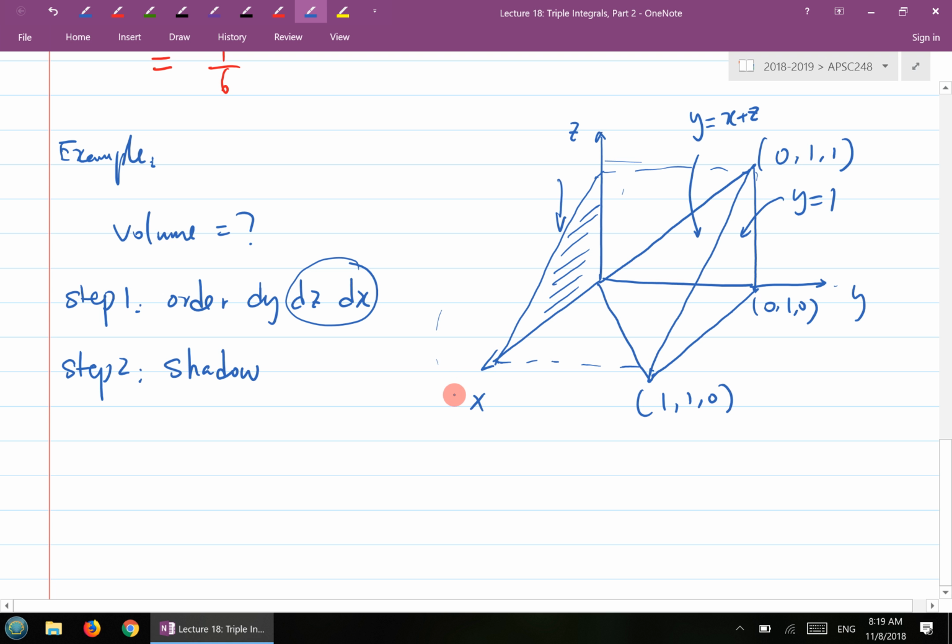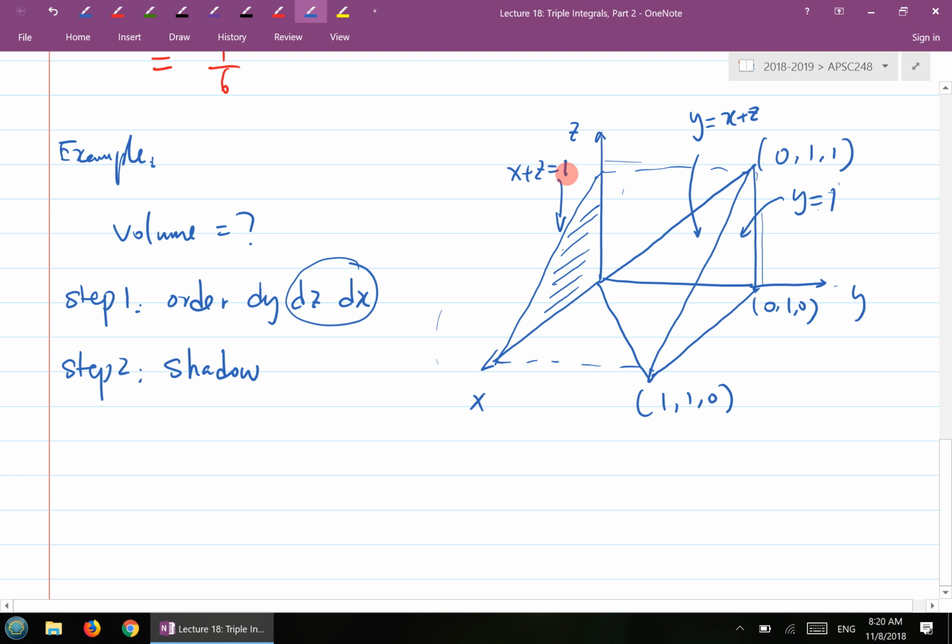So let's take a look at the given conditions. If this is the plane y equal to x plus z, and this plane is y equal to 1, so you have a vertical plane here. Then these 2 planes intersect and give you a line. How do you get that intersection line? You substitute y equal to 1 into this plane, so you get x plus z equal to 1. And this line projects to the xz plane, so you get x plus z equal to 1 here.